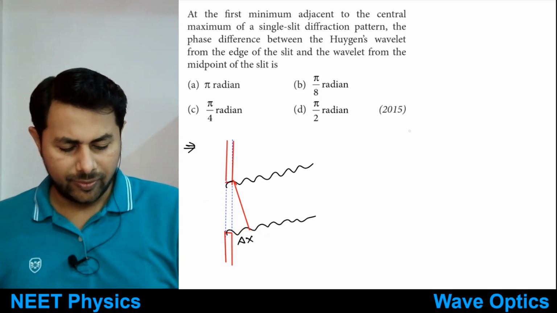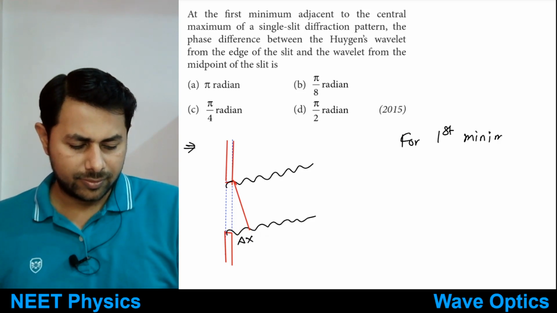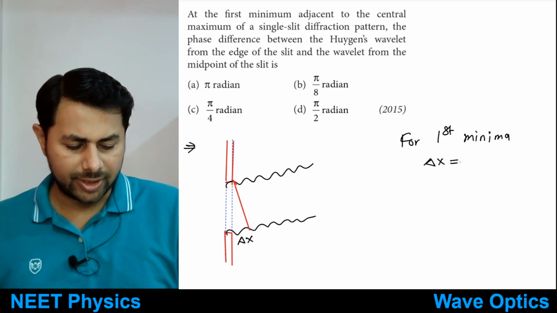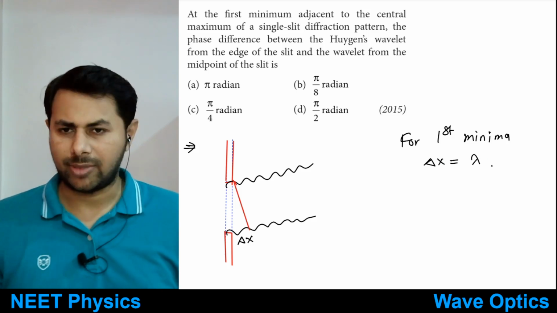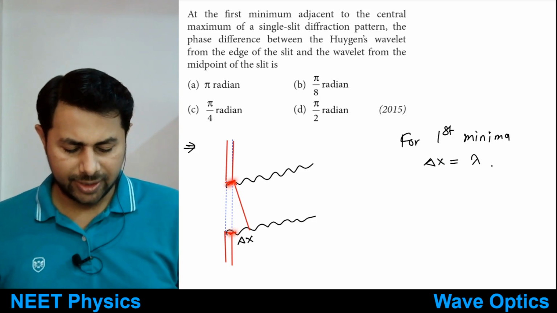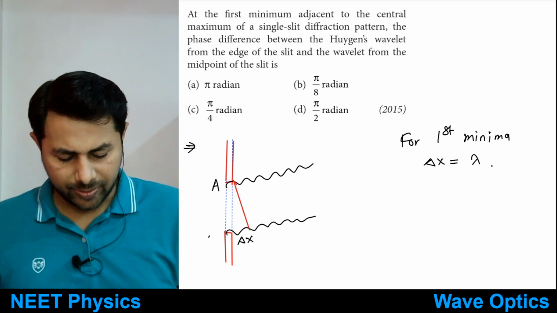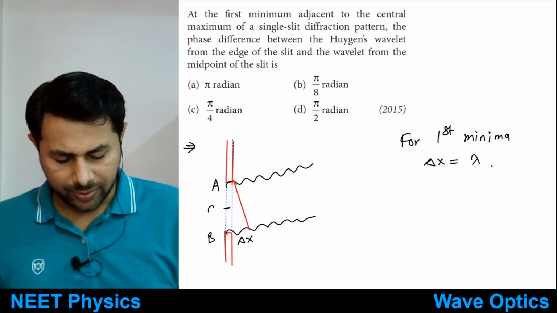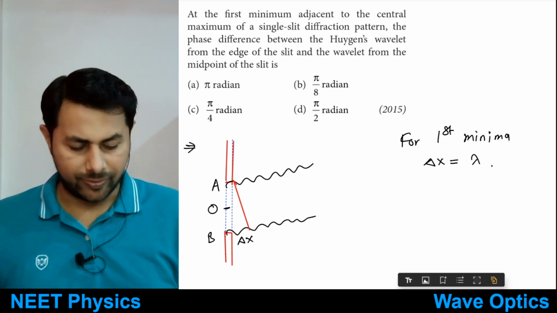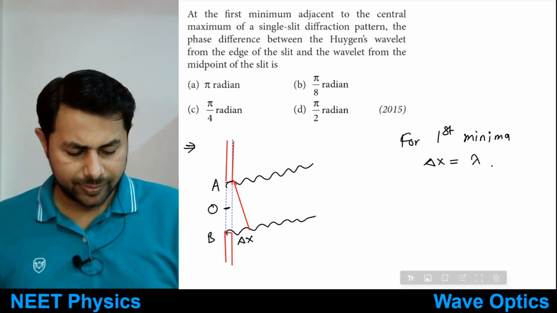for first minima, delta x must be equal to what? It must be equal to lambda. Okay, but we don't want the phase difference between this and this point. We want phase difference between, let's say this point is A, this point is B, this point is O. So we want phase difference between A and O.